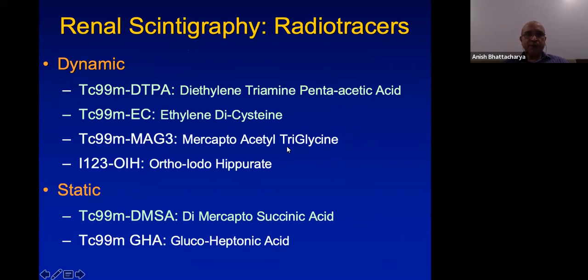So coming to the renal scintigraphy, so begin with the basics, the radiotracers. So you have two types. One is the dynamic images, one is the static images. The dynamic imaging is usually done with these commonly used radiotracers, that is technetium-99m DTPA, technetium-99m labeled EC, MAG3, or I-123 labeled OIH or orthohydrohippurate.